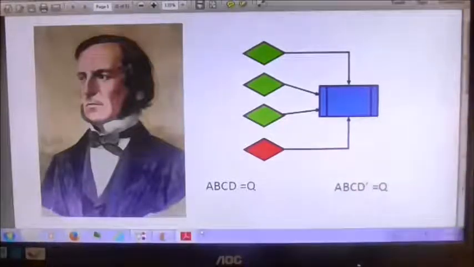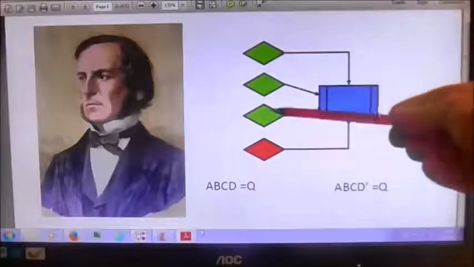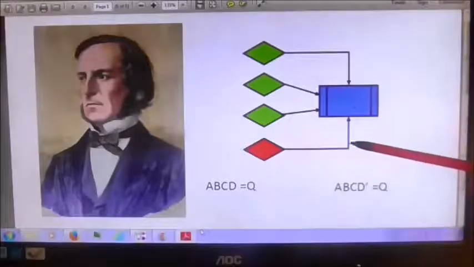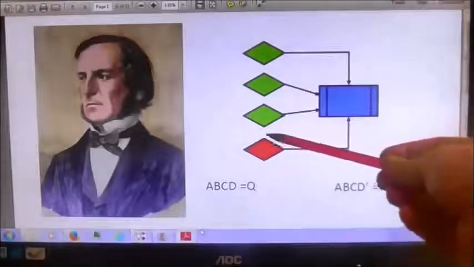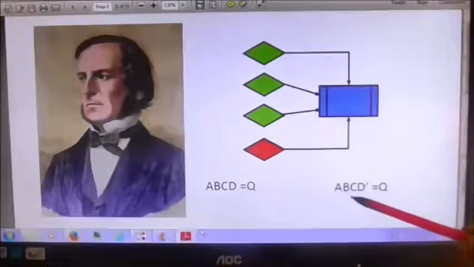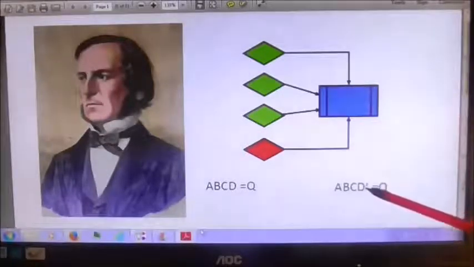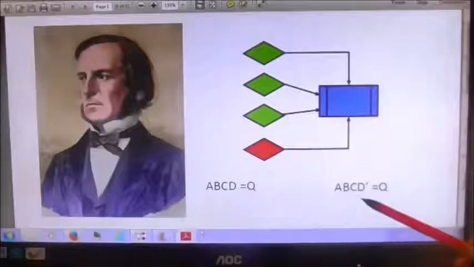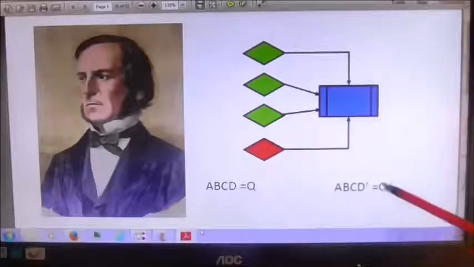However, there may be occasions in which something that is not true will lead to a predictable outcome. So all these three are true, and that is not true, sorry, and what we'll get is the predictable outcome from that not being true as well. And he covered that. A, B, C, and bar D, i.e. the opposite of D, equals Q. So A, B, and C are true, D is not true, Q is true.